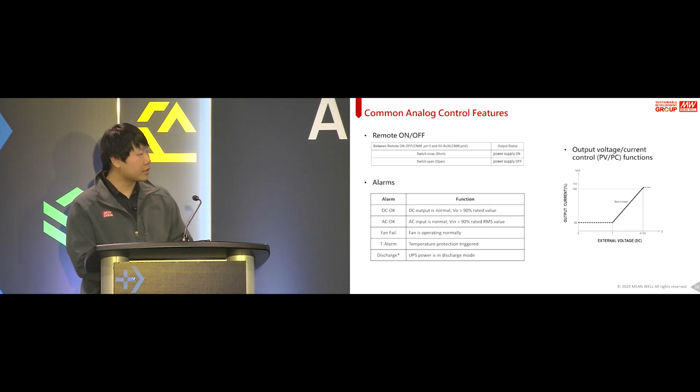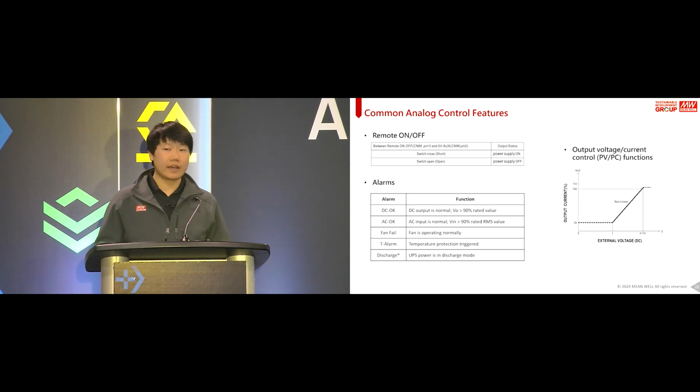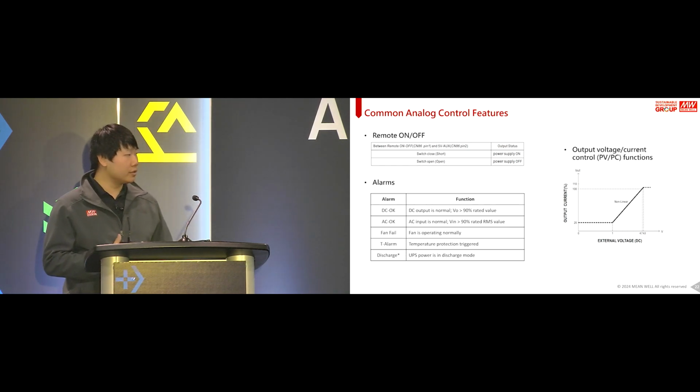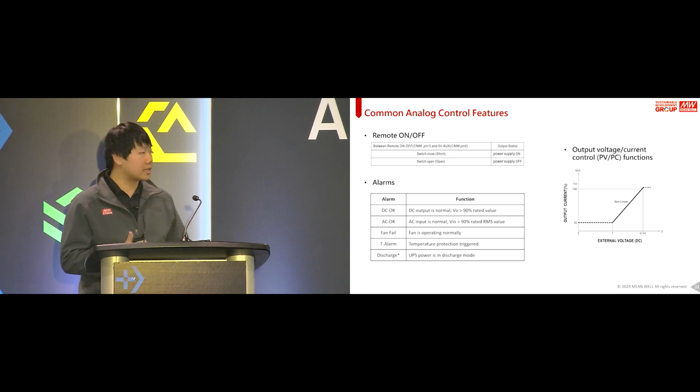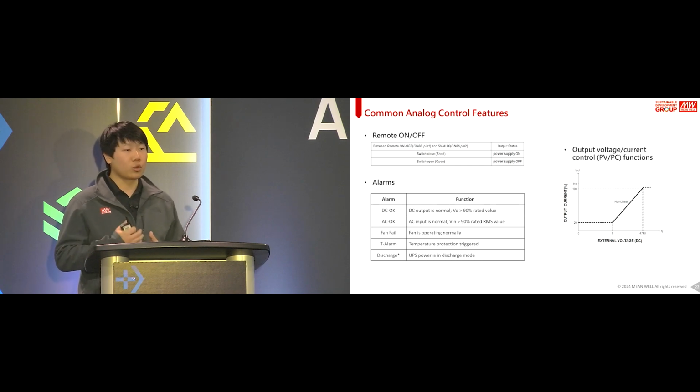And here's a quick graph of the output voltage and current control function, which comes in some of the more advanced power supplies in the form of an analog control. The user is able to supply an external control voltage, usually between 0 and 5 volts, to the power supply to control its output. So in this specific case, the output current can be reduced to 20% of the rated output current by giving it a lower voltage signal.